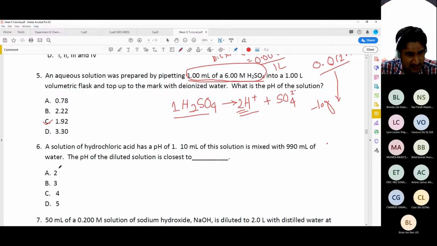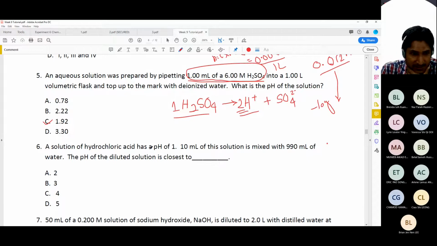Question number 6 says that a solution of hydrochloric acid has a pH of 1 and 10 milliliter of the solution is mixed with 990 milliliter of water. The pH of the diluted solution is closest to what? What will be the new pH of the solution?